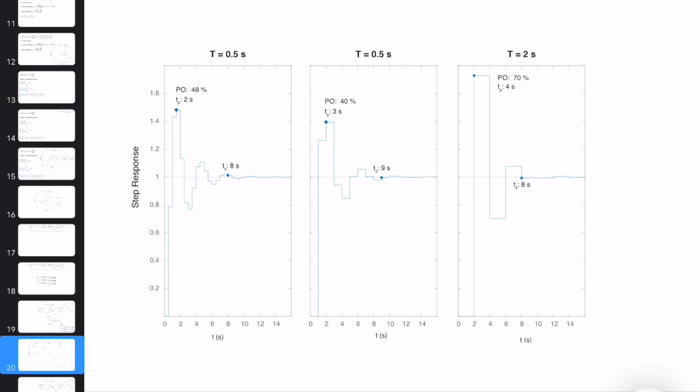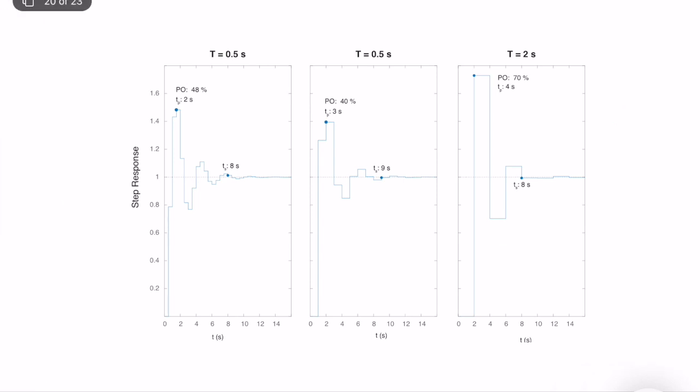Okay, that's good. So this is 0.5, this is 0. No, it's wrong, it's 1, of course, and this is 2 seconds. Sample time 2 seconds. And below, I plotted the actual time, not the sample index, as you can see here, and these are the results.